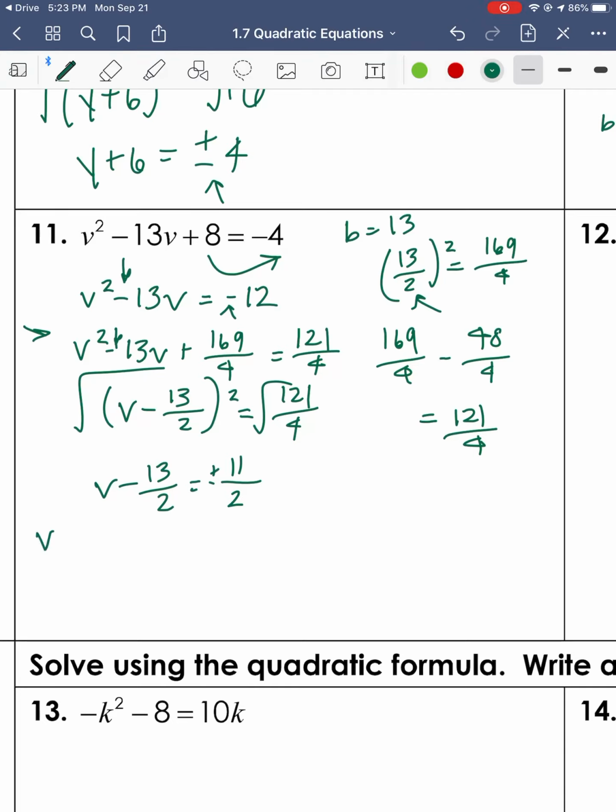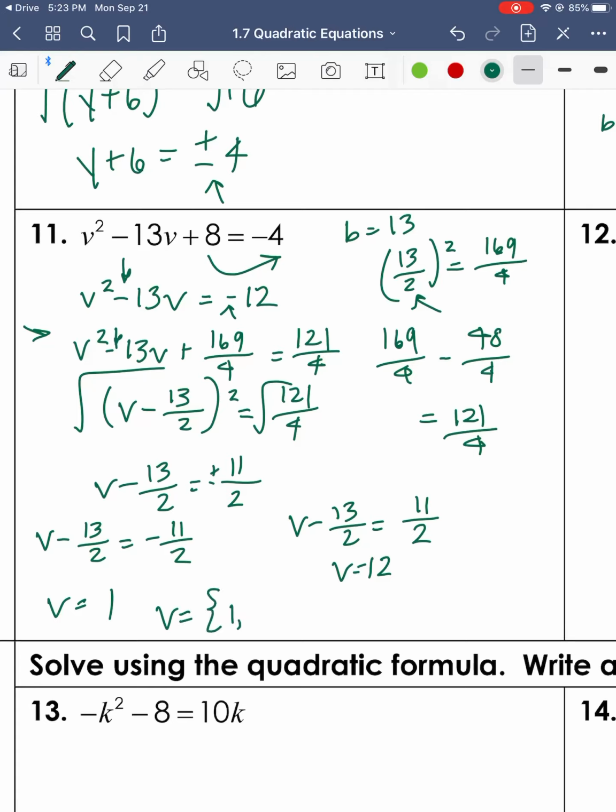And then we'll separate these into our two equations. v minus 13 halves is equal to negative 11 halves, and then v minus 13 halves is equal to positive 11 halves. We'll add 13 halves to both sides. We get v is equal to 2 over 2, I believe. And then here we'll get v is equal to 24 halves, which is 12. Okay, so now we have our solutions. v is equal to 1 and 12.